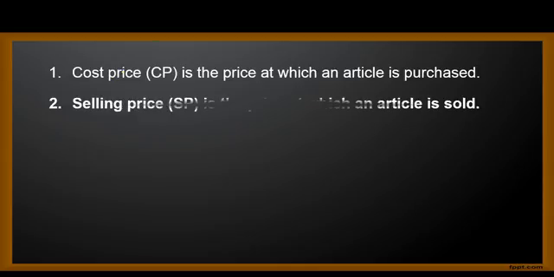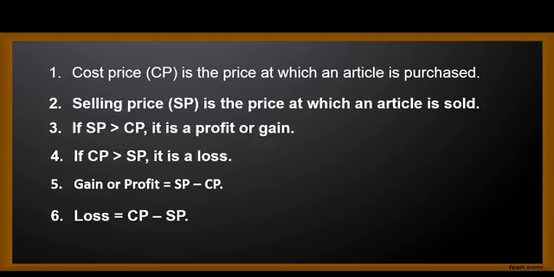Let us see the definitions. Cost price is the price at which an article is purchased. Selling price is the price at which an article is sold. If selling price is more than cost price, then we'll get a profit. If cost price is more than selling price, then we'll get a loss. Gain or profit is nothing but selling price minus cost price. Loss is nothing but cost price minus selling price.